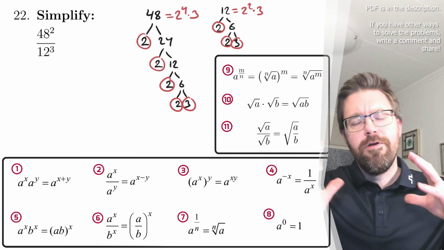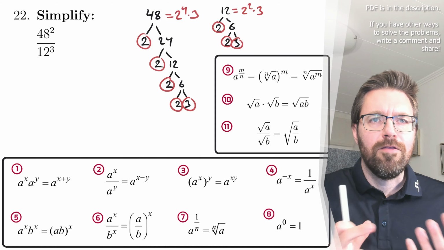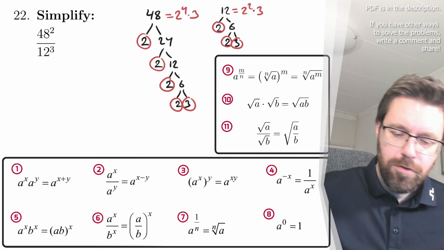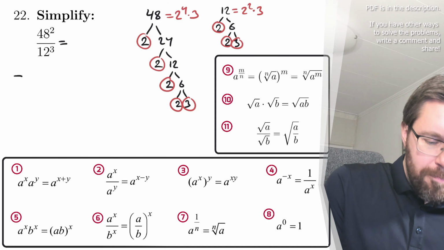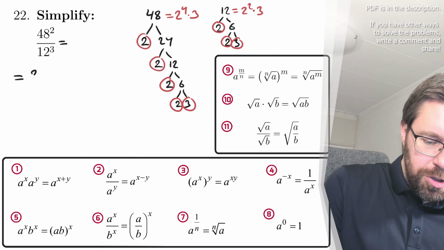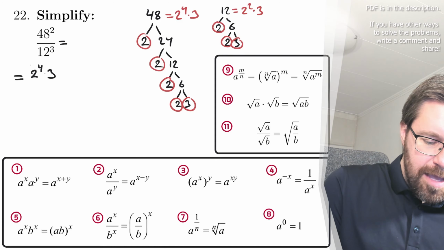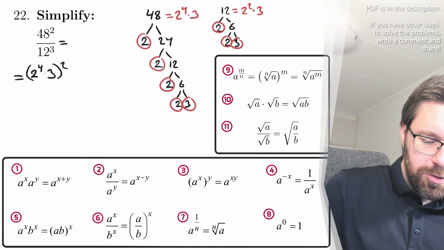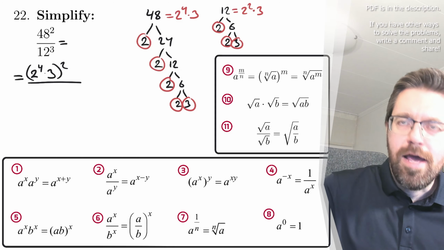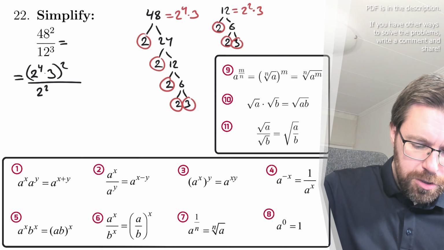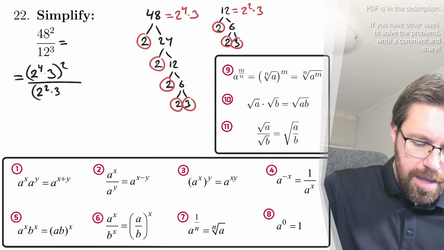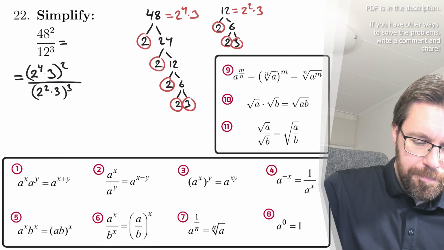So I rewrite the bases as prime factors instead. Look what's happened. So 48: 2 raised by 4 times 3, and then the whole thing raised by 2. Number 12: 2 raised by 2 times 3, and the whole thing raised by 3.